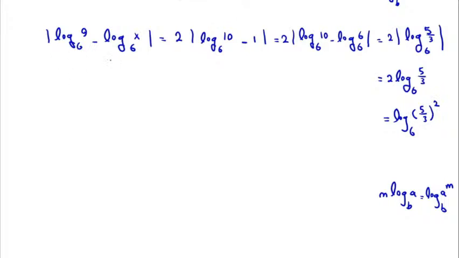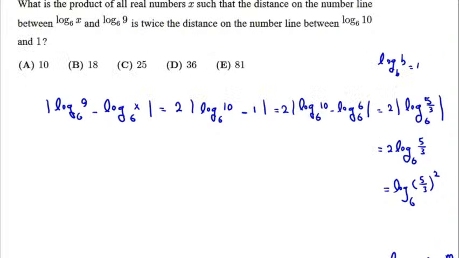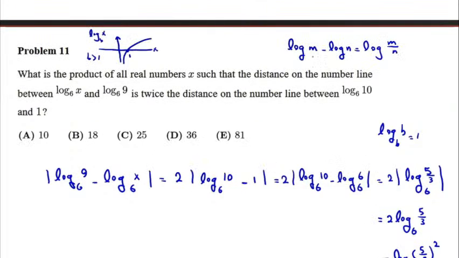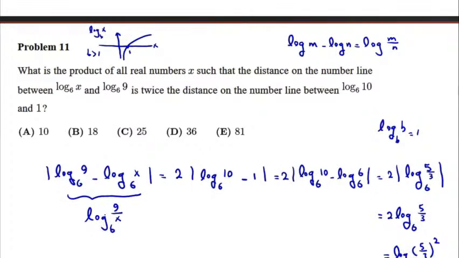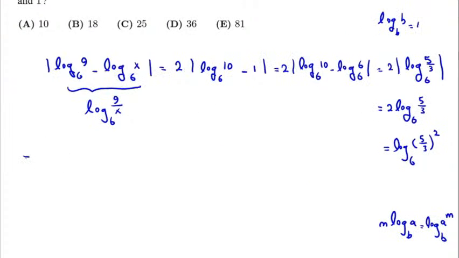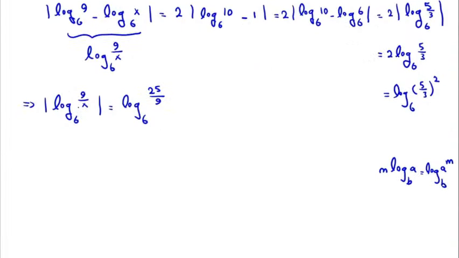Now here, if we apply the difference in logs, like this part, it will be log 6 of 9 over x. But because it is an absolute value, let me write. It is the absolute value of log 6 of 9 over x, equal to log 6 of 5 over 3 squared, which is 25 over 9. So we have two cases. It is positive or negative.